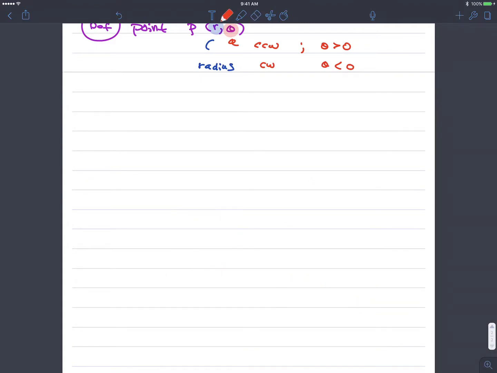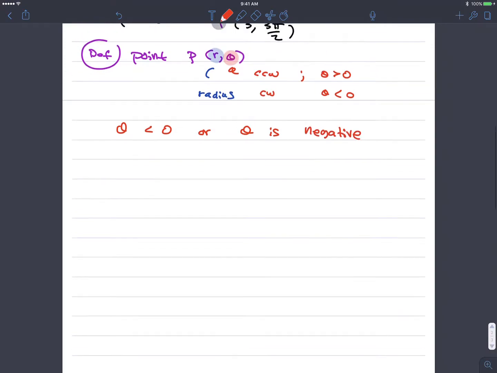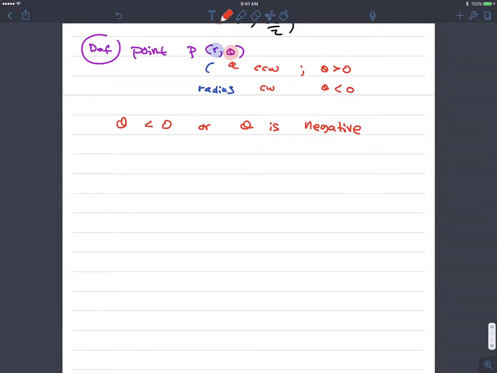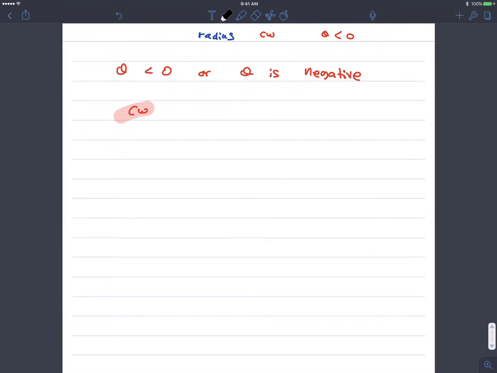So you're going to say to me, what about negative angles? What if theta is less than 0, or theta is negative? What do we know about negative angles? What's your rotation like for negative angles? Clockwise rotation. This is what you'll do. If theta is negative, you're simply going to rotate how? Clockwise. So our first example is going to be, if I said to you, can you plot 2, negative pi over 2?